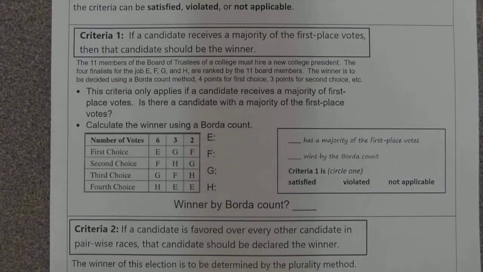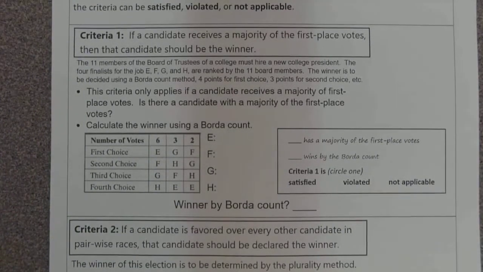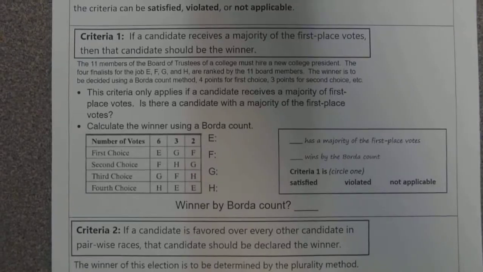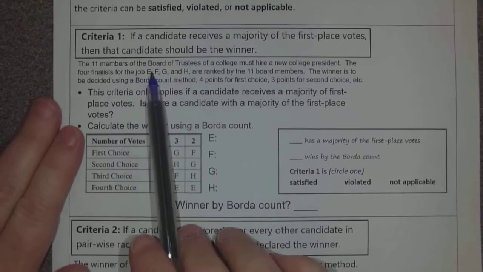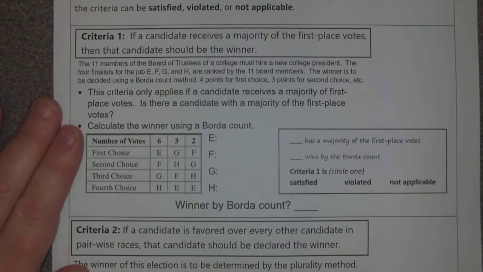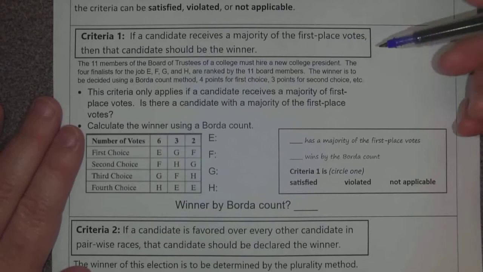Criteria 1 says, if a candidate receives a majority of the first place votes, then the candidate should be the winner. So it says here, the 11 members of the Board of Trustees of a college must hire a new college president. The 4 finalists for the job, E, F, G, and H, are ranked by the 11 board members. The winner is to be decided by a Borda counting method, 4 points for first choice, 3 points for second choice, and etc.